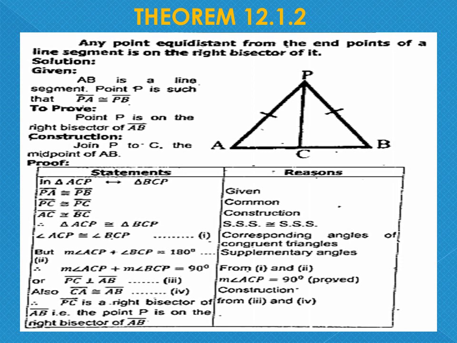So we are going to take the correspondence, and we have taken the first thing from the given: PA is congruent to PB. Then, student, we can see easily PC is present in both the triangles, so we can take it as common. The third thing, what can we take over here?